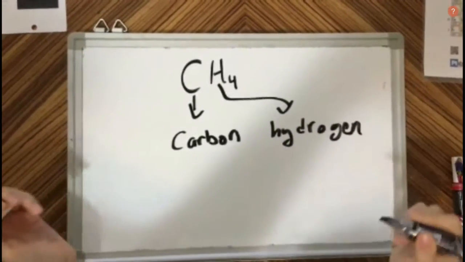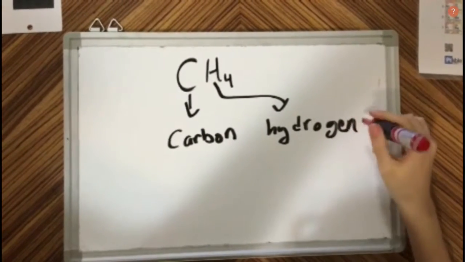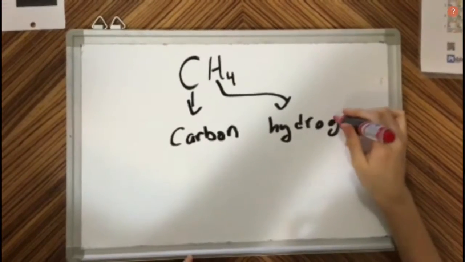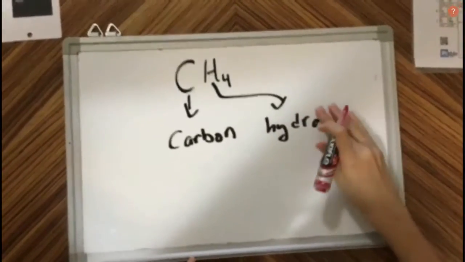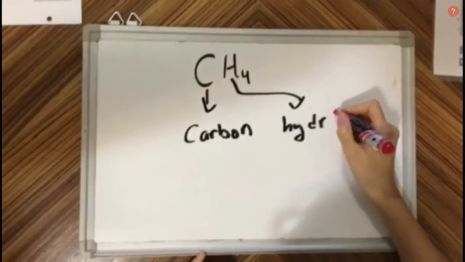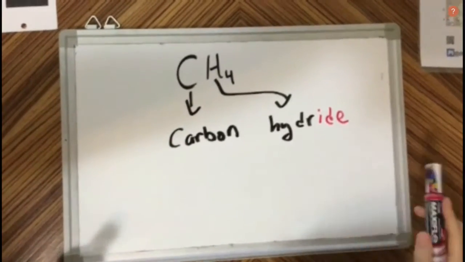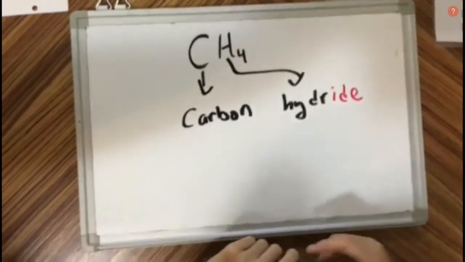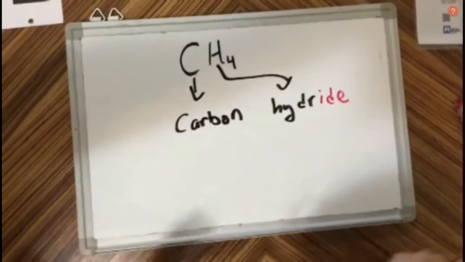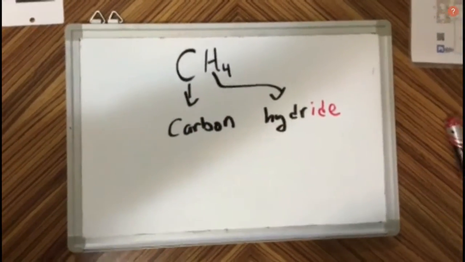hydrogen. Alright, so here's the thing. In any bond, you always change the ending of the second element to IDE. So here it's going to be hydride. Not always, but for now, we always change the second nonmetal to IDE in the ending. Next, you add prefixes. A prefix helps show the correct ratio of each element, and right now a table will pop up to help you understand this more.